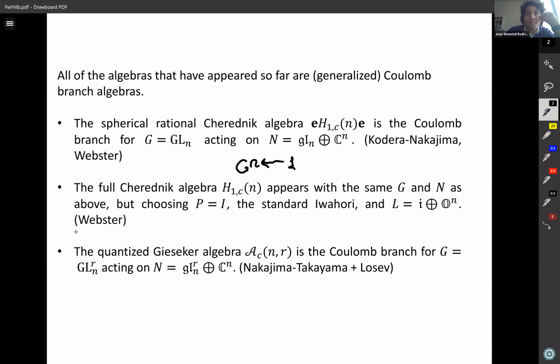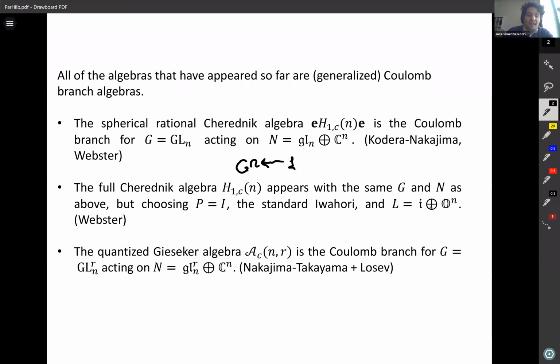And it is a result of Kodera, Nakajima, and Webster that we get the spherical rational Cherednik algebra when we run this BFN construction. Moreover, we can get the full rational Cherednik algebra using this generalized Webster's construction. Now we have to choose a parahoric subgroup, which is going to be the standard Iwahori, and a subspace which is stabilized by this standard Iwahori. In this case, it's going to be the Lie algebra of the Iwahori, plus again, the fundamental representation, the power series in T.